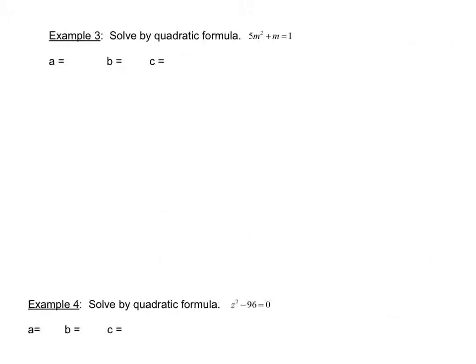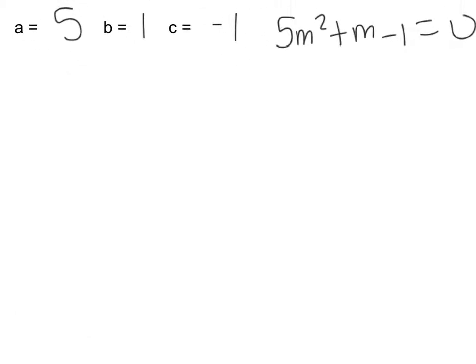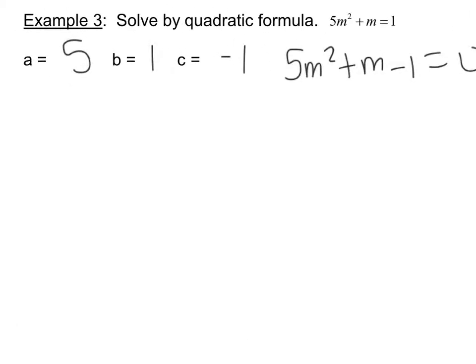So from now on, we're going to do exact answers, okay? So here's the thing. You have to get it equal to 0 before you use the quadratic formula. So we have to say 5m squared plus m minus 1 equals 0. So now we have 5, 1, negative 1. Okay? So after we look at those, now we have to use the quadratic formula.